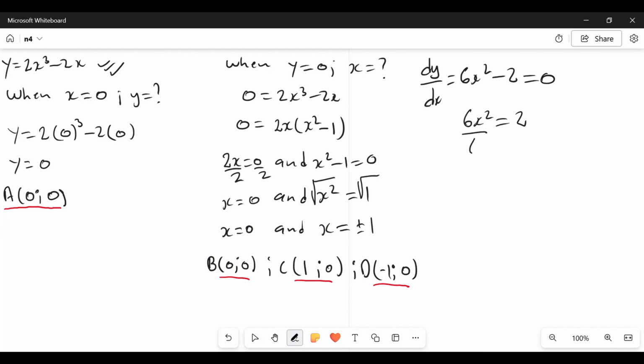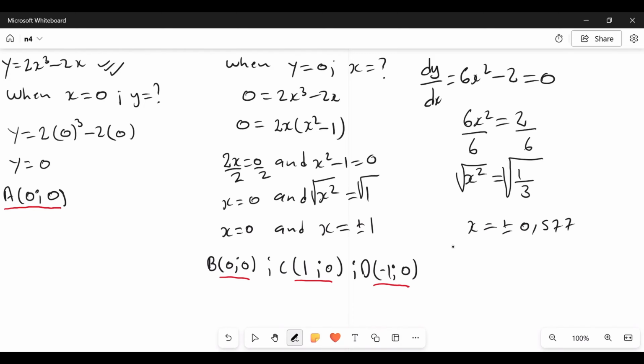From there, we divide by 6 throughout. As we divide by 6, on the left hand side, we're going to be left with x squared is equaling to 1 over 3. But we are not looking for x squared. We're actually looking for x, so we have to square root both sides. As you do that, we're going to have x is equaling to plus or minus 0,577. There we go. Now, these are our x's.